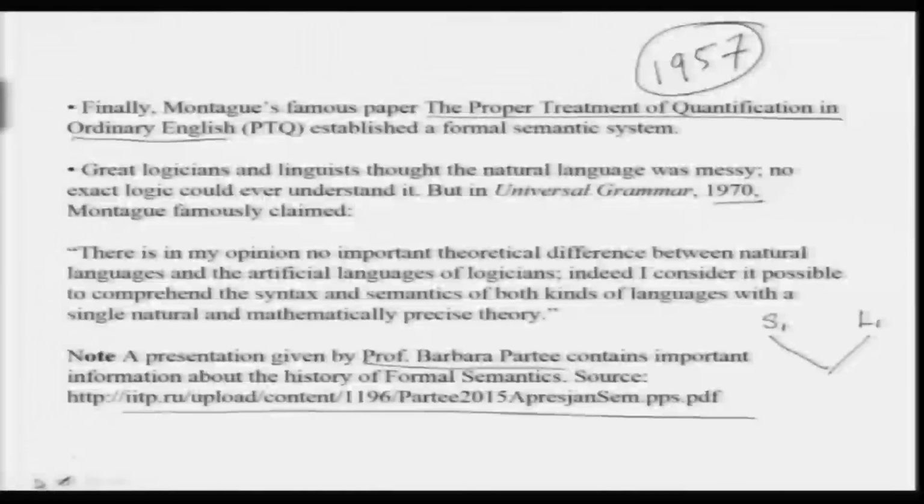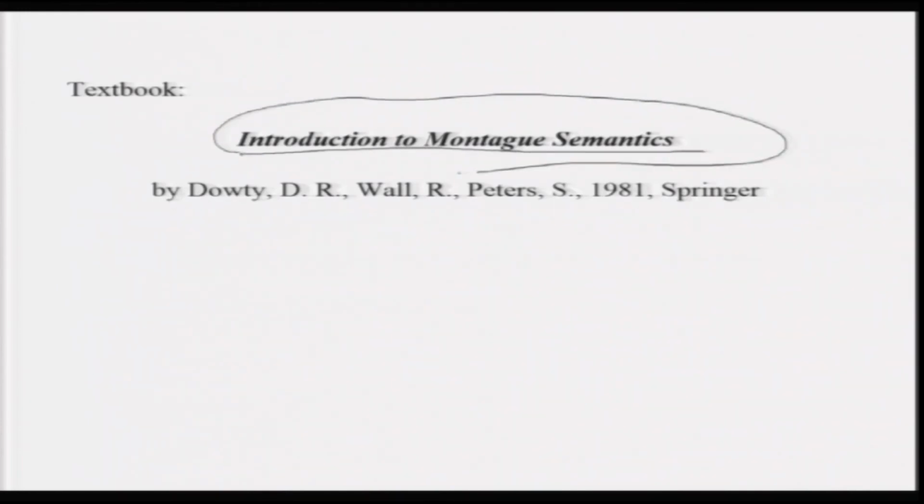Then we will see, the entire course will be based on this book. It is our textbook, Introduction to Montague Semantics by Dowty, Wall and Peters, 1981. This is a book that helps us understand Montague's PTQ. It is technical, but it has a wonderful pedagogy. So, it will guide us through a wonderfully designed path, and our journey will be guided by this.